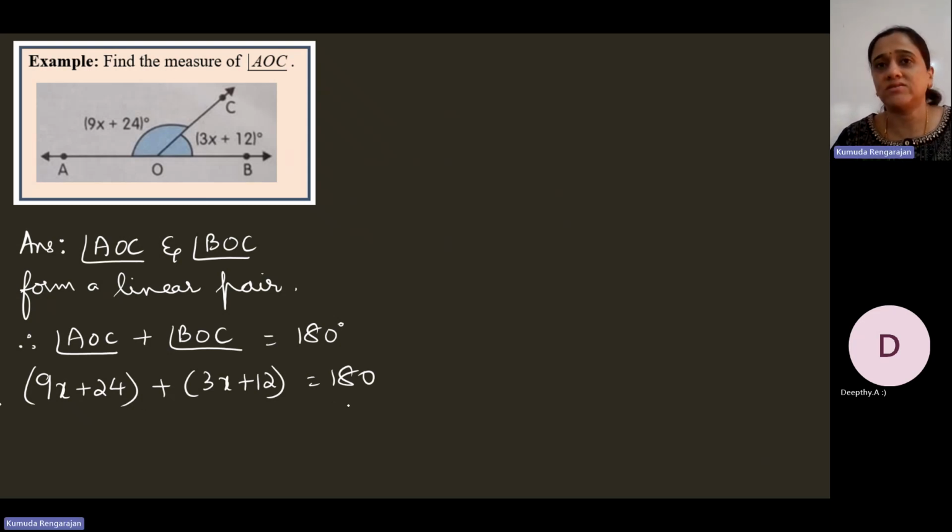Now, how do we simplify this? This is called an equation in one variable x. It's an equation because we have this equal to sign here. We have the equality sign here. So this is called an equation. You can see the left-hand side and the right-hand side of the equation. This is a simple equation in one variable x, because you'll have to solve this equation and find the value of x.